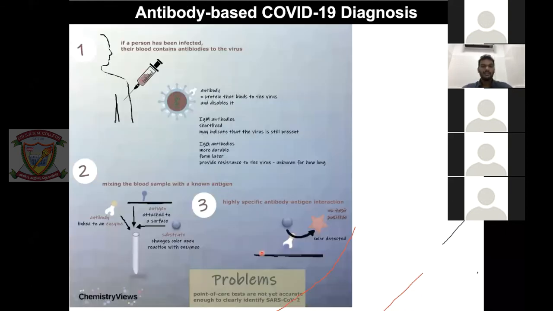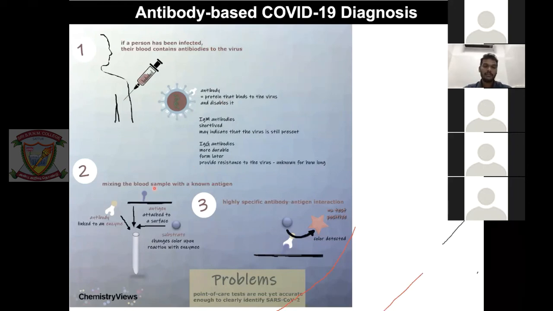All right. So now to give you an overview about this antibody: if a person is infected, their blood contains the antibody to the virus. Basically, the body naturally produces that antibody, which binds to the viral protein. That's called an antibody. There are immunoglobulin M and G antibodies. A few are short-lived and a few are longer lived. So you need to synthesize the protein accordingly.